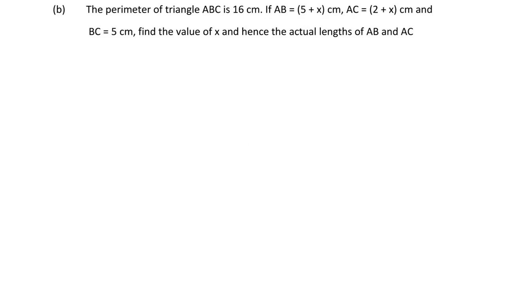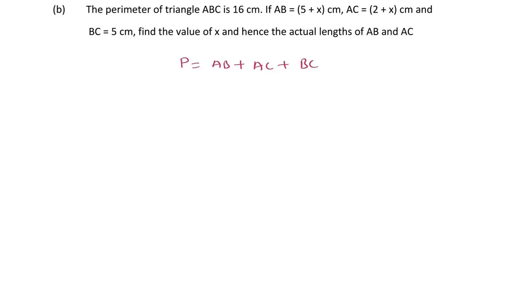Part B of the question: the perimeter of a triangle ABC is 16 centimeters. If AB equals 2(5 plus x) centimeters, AC equals 2(2 plus x) centimeters, and BC equals 5 centimeters, we are supposed to find the value of x and hence the actual lengths of AB and AC. Okay, so something to note is perimeter is a summation of the lengths of all the sides in a figure. So in this case, perimeter is going to be length AB plus AC plus BC.